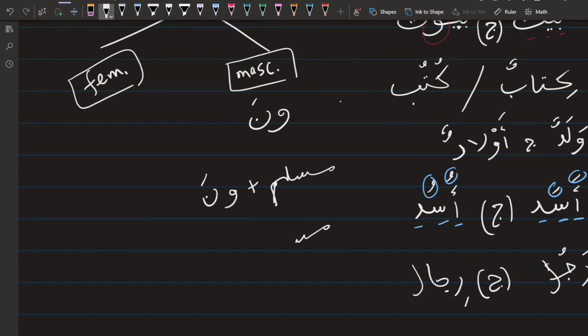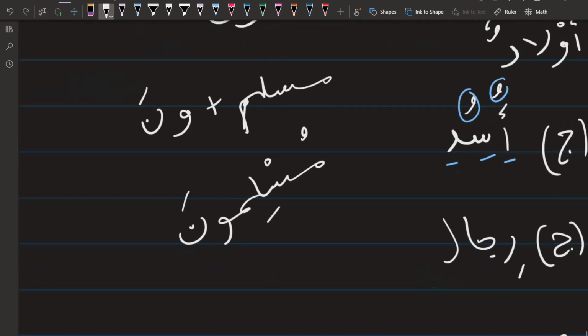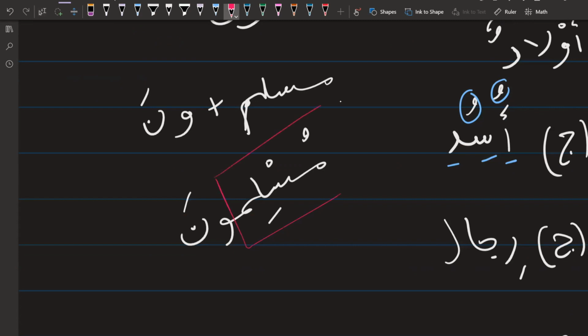We say Muslimuna. So as you can see, the word Muslim is exactly the way it is, without any change. Now you might be worrying about the ending. Well, I already explained to you that in the middle we cannot have tanween. So we remove the tanween, and that's it. We said Muslimuna. In this situation, we don't have to do anything else.